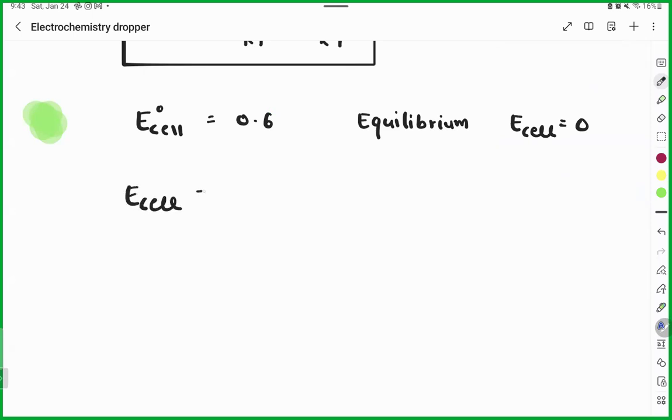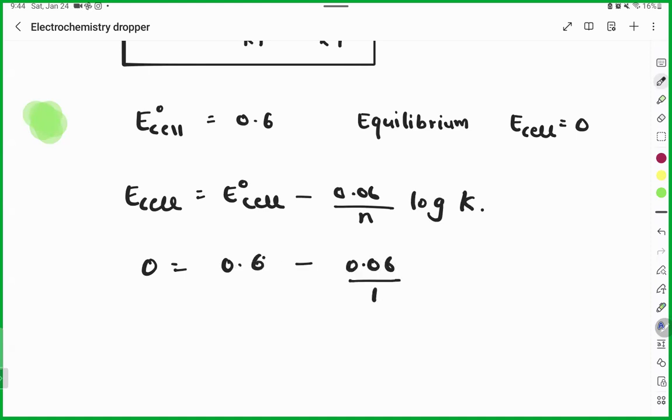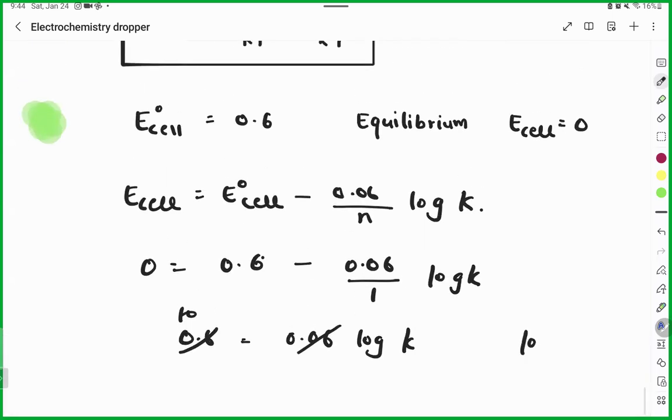Nernst equation: E cell is equal to E naught cell minus 0.06 divided by n, log K. This is 0. This is 0.6 minus 0.06 and n value 1, log K. It will go to the other side. 0.6 is equal to 0.06 log K. It will be 10. So log K value is equal to 10 and the antilog of 10 will be 10 raised to power 10. Yes. Pratik, what were you asking?